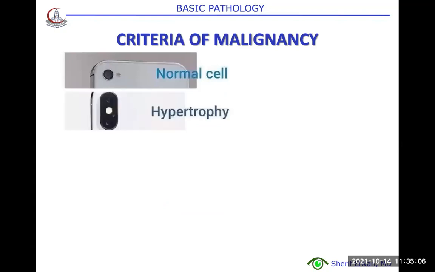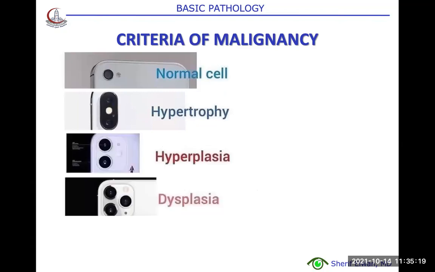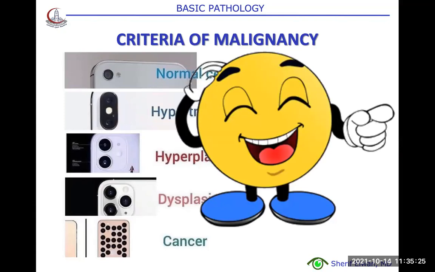And just to have a sort of a joke, as you can see, the iPhone started by being like a normal cell, and then it hypertrophied, and hyperplasia occurred, dysplasia occurred, and finally so many cameras, just resembling cancer.